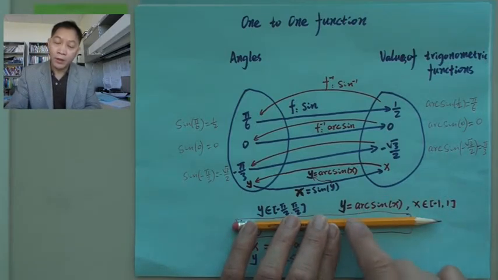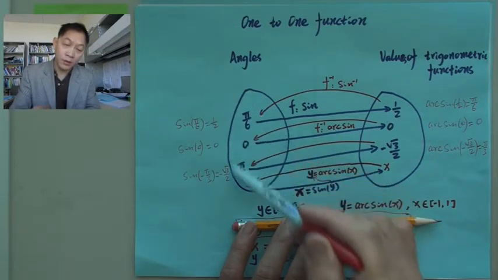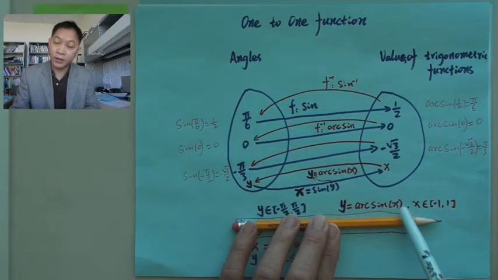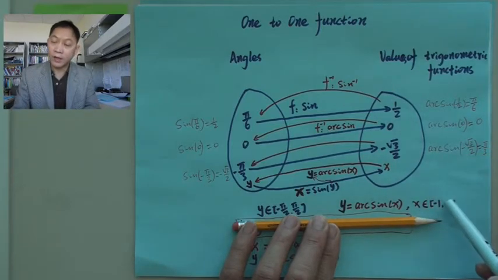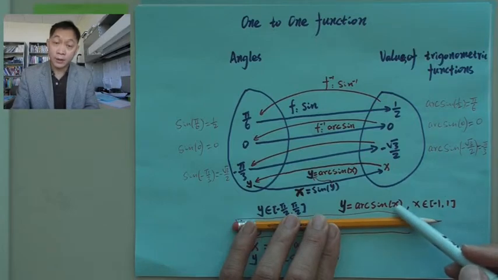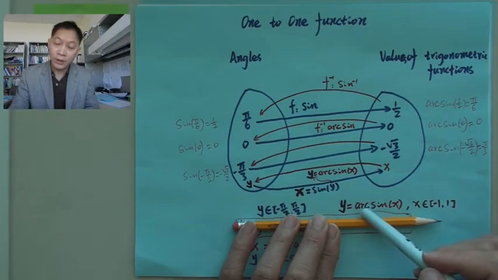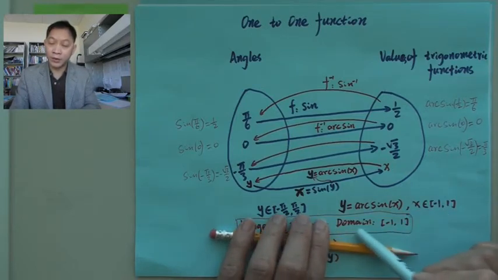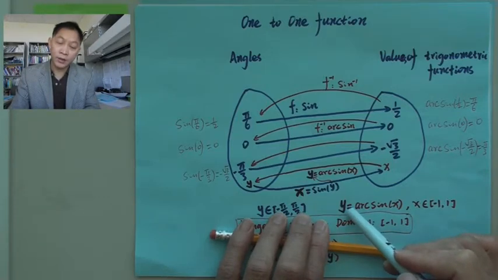And then y equals arcsin, so y will be the angle. Here goes to this side, and x, the input, are the values. We know x values range from -1 to 1. Okay, so this will be the domain for inverse function of sine. So that's the domain for arcsin. So I wrote here. Okay, and y is the range.